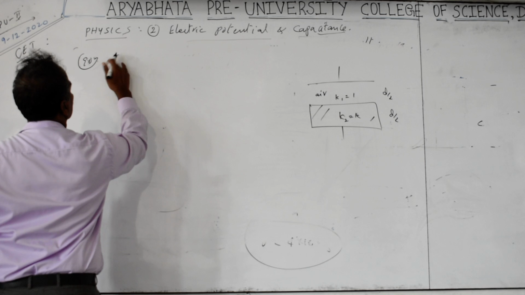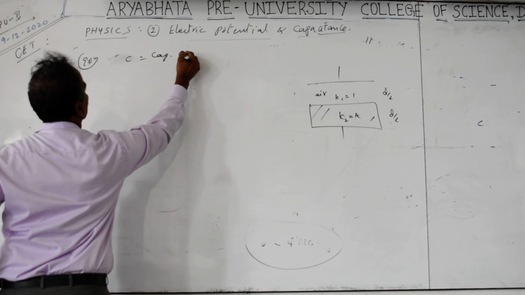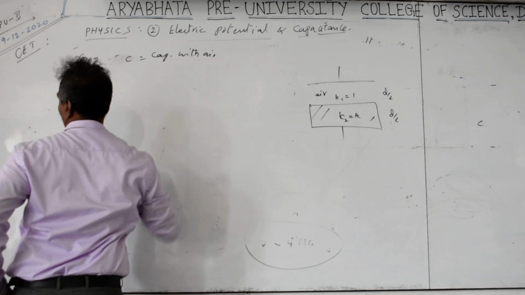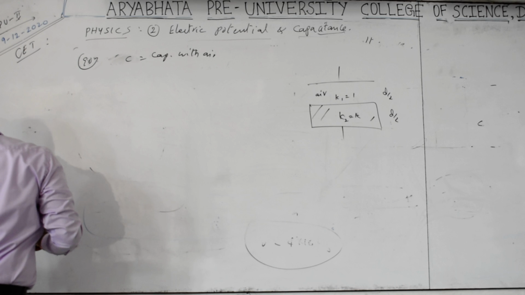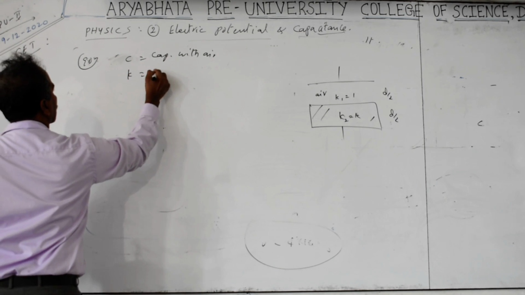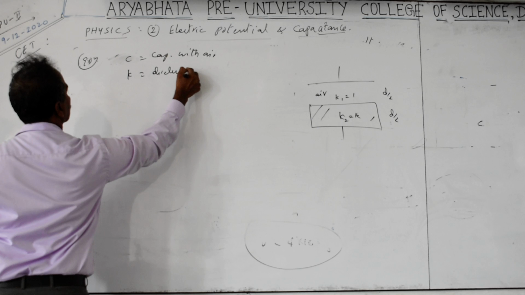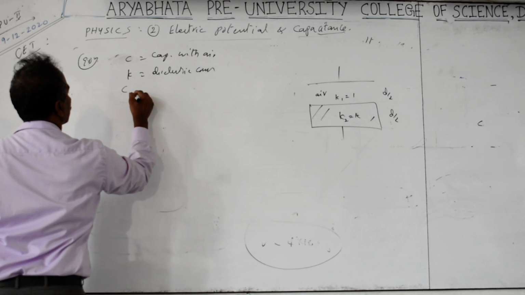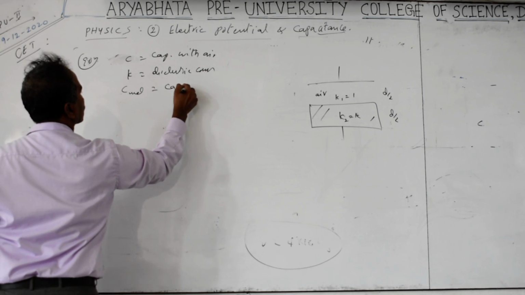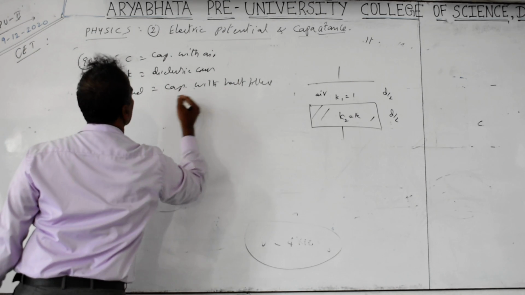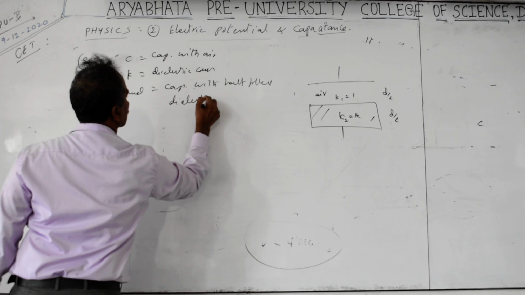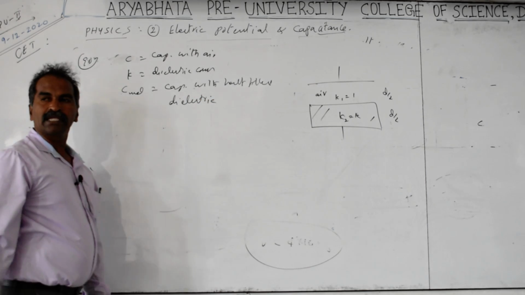C is the capacitance with air. Half filled with dielectric of constant K, where K is the dielectric constant. And C medium is the capacitance with the half filled dielectric. You can also take this partially filled formula.